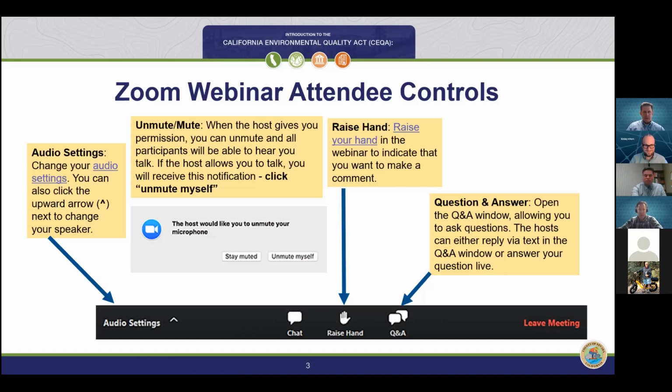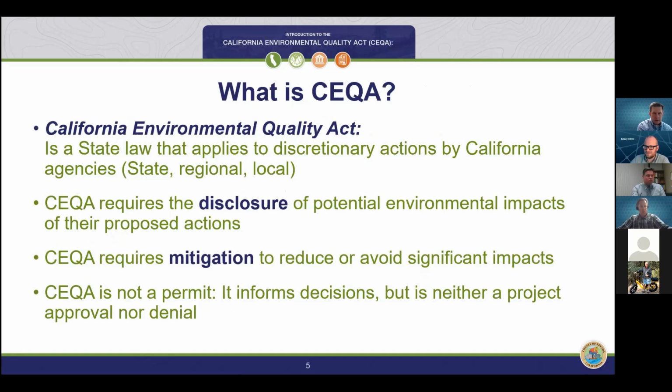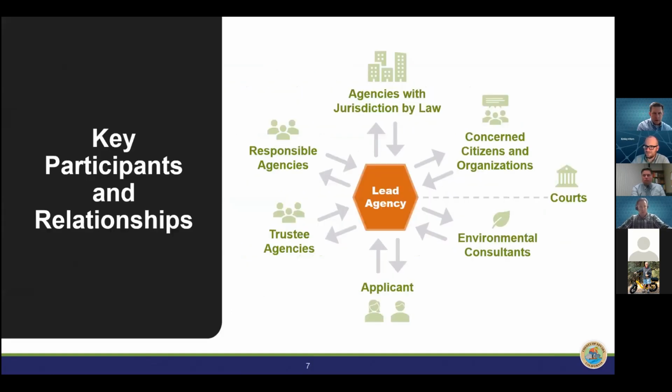Yeah, the question is this. You had one slide that talked about three different kinds of agencies: the lead agency, responsible agencies, and trustee agencies. The following slide had a diagram that showed those three plus another group called agencies with jurisdiction required by law or something like that, at the top there. What is the upper one there with agencies with jurisdiction by law? What does that mean?